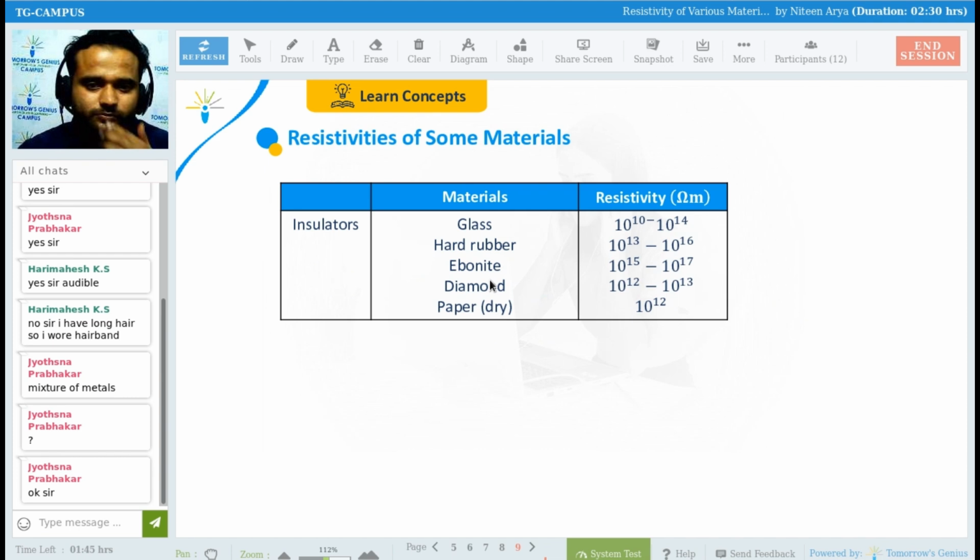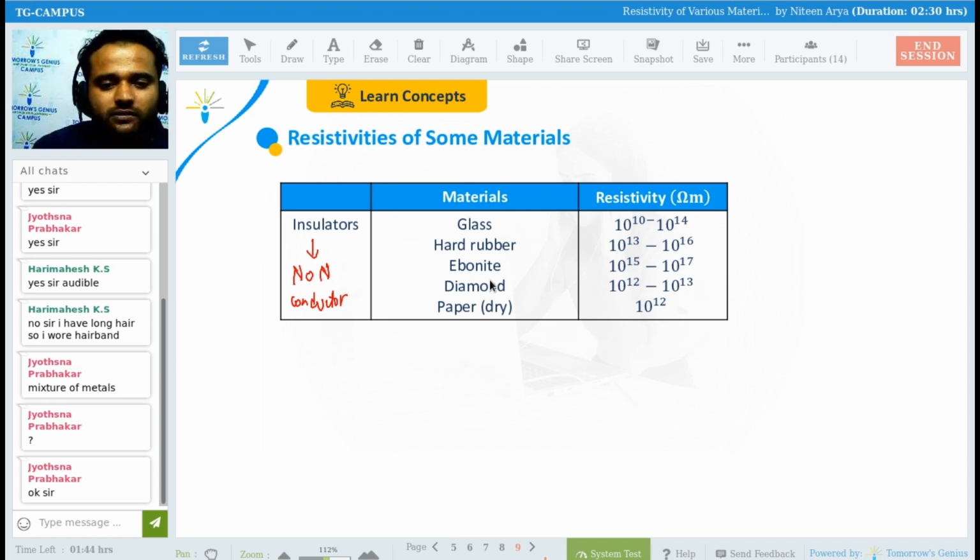Then moving ahead, resistivity of some materials. Now you can see these are insulators, pure insulators, non-conductors. You can write it down. Or non-ohmic material, you can also write it down. Okay, let me write it down. Conductor. Non-conductor, is it something a word or not? Non-ohmic, you can write it down. That is perfect.